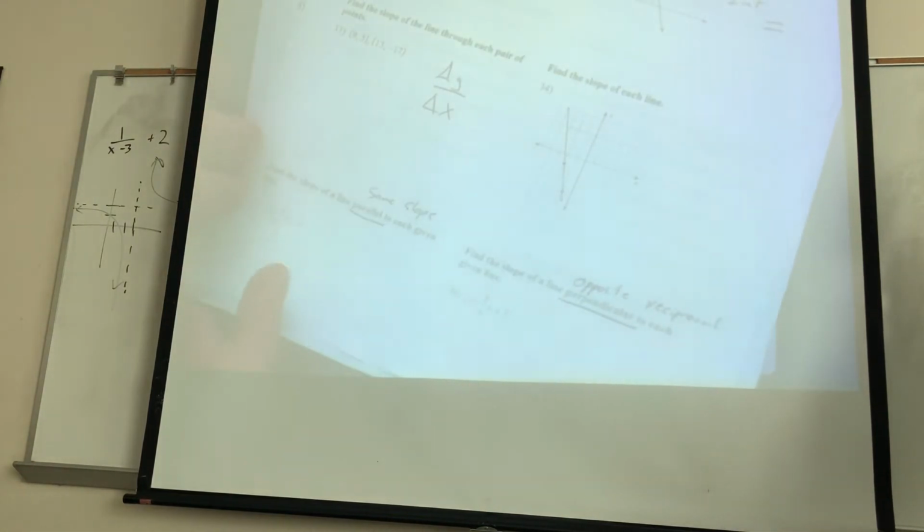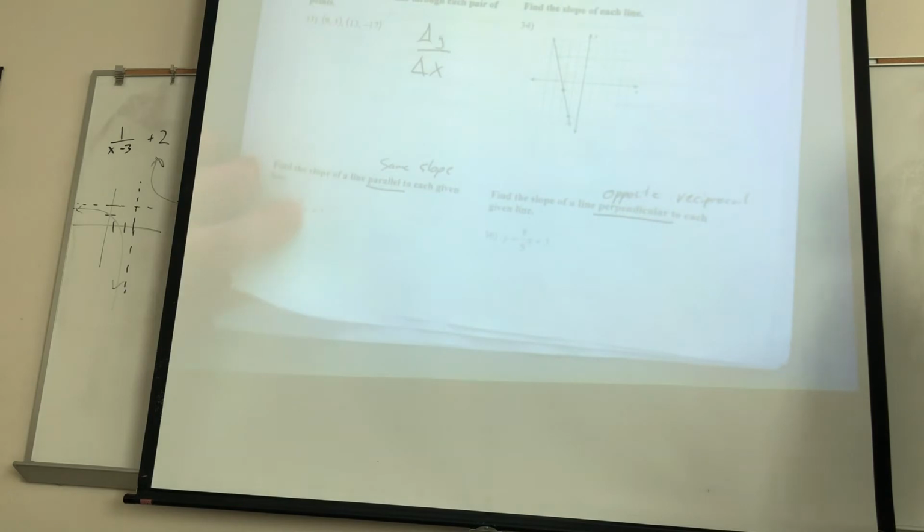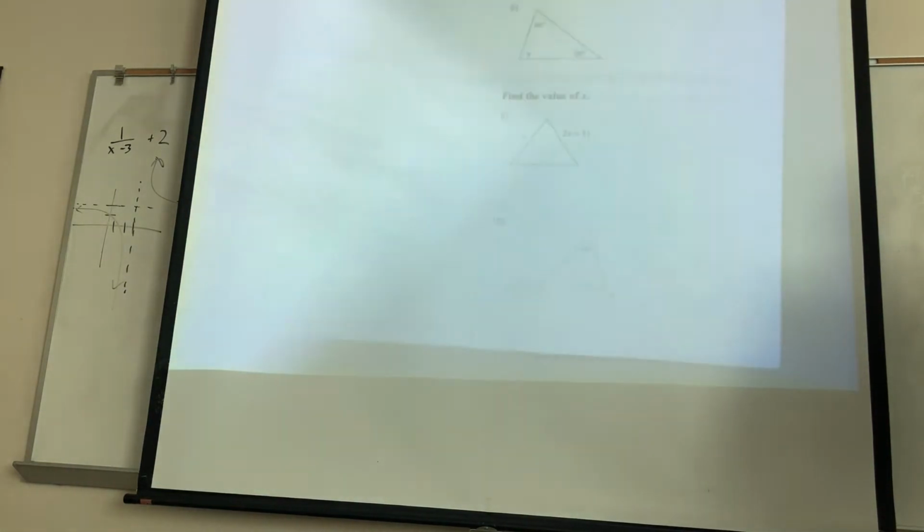Slope is change in y over change in x. Parallel lines have the same slope. Perpendicular lines have the opposite reciprocal slope. You flip it over, you change the sign.